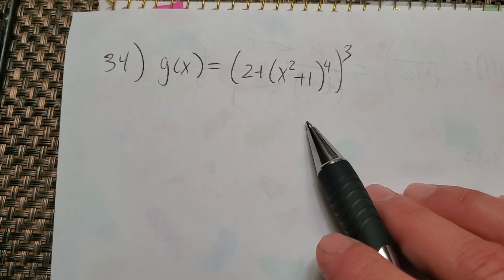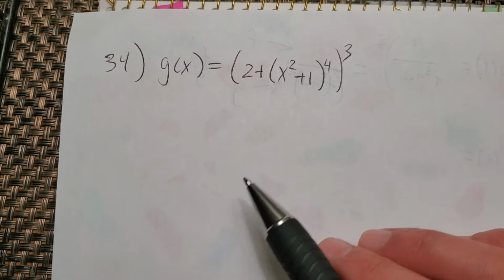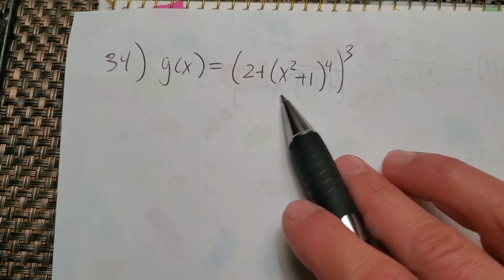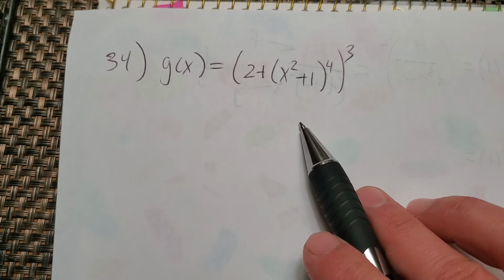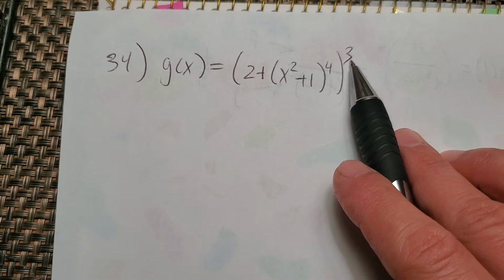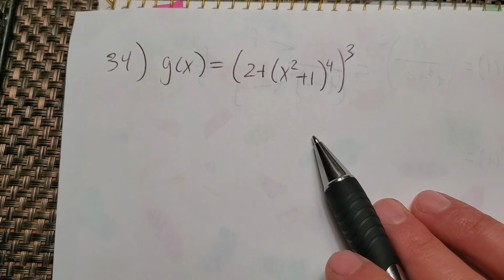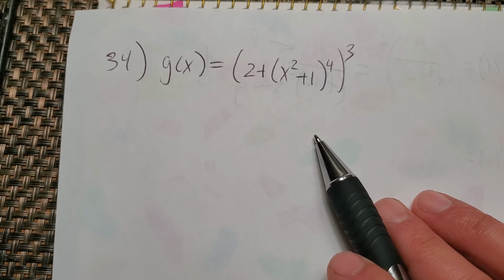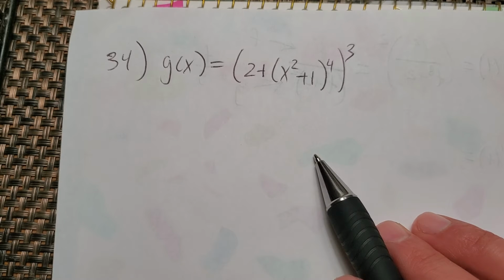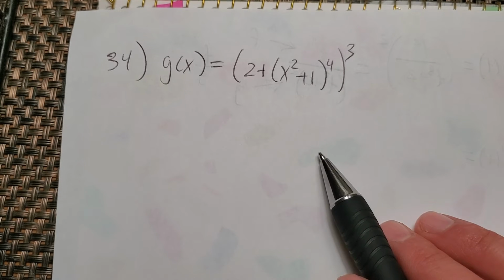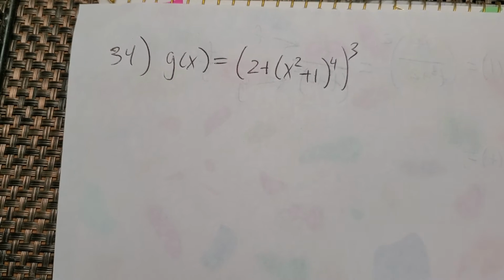Not only is this a composite function requiring the chain rule, this is a triple composite function, which means that we have a function, x squared plus 1, embedded in a function, 2 plus something to the 4th power, embedded in yet another function, something to the 3rd power. What that means is we're going to have to use the chain rule 3 times, or actually twice. So that sounds complicated, but if you approach it very systematically and you're very careful and neat in how you write things down, then it should be a piece of cake. So let's get started.